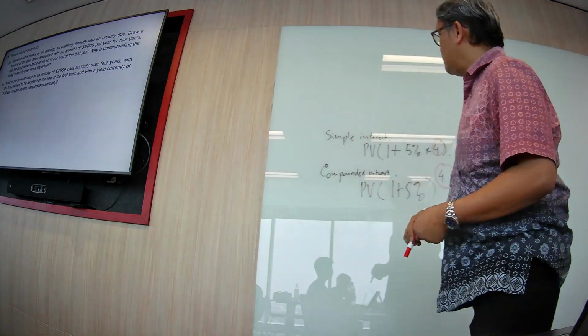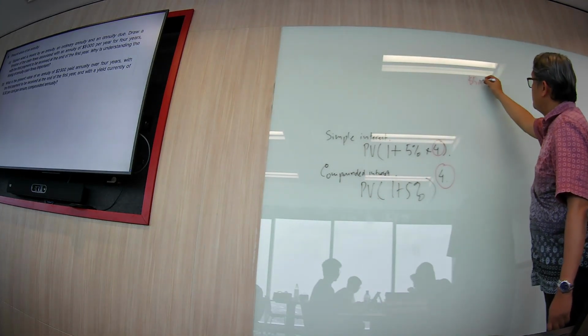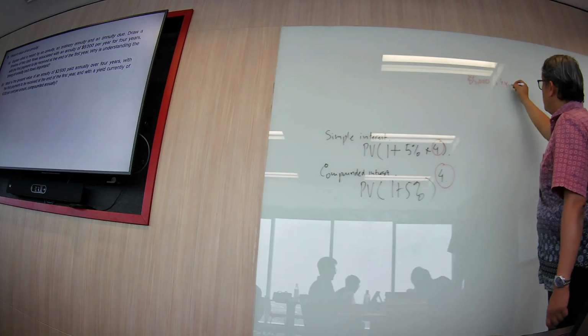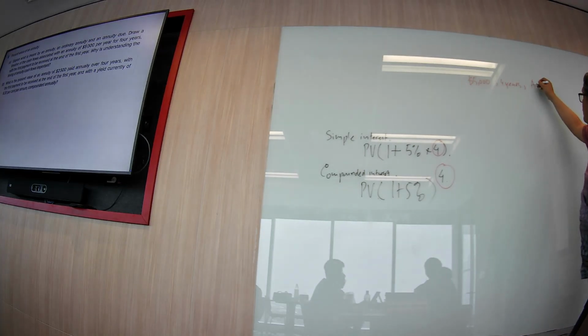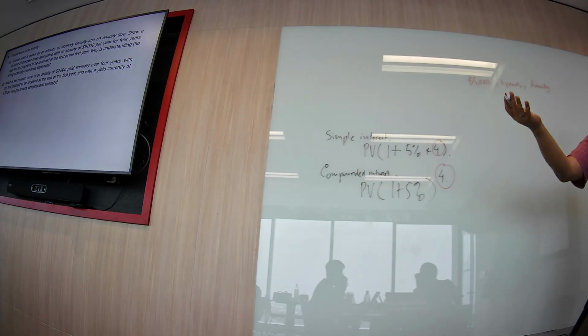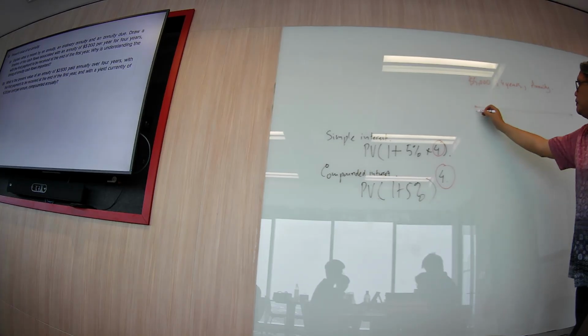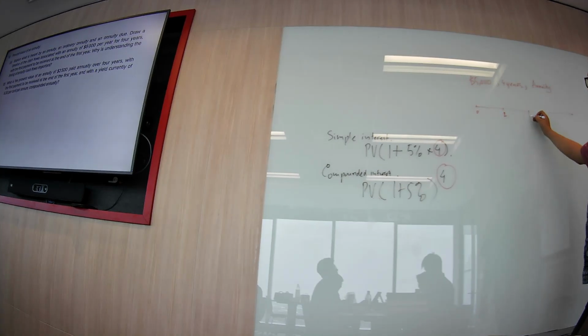Timeline means that it's like this. So you have 5,000, right? And then you have 4 years. And then our case is annuity. Annuity means regular payment. So you have, this is 0, right? 1, 2, 3.